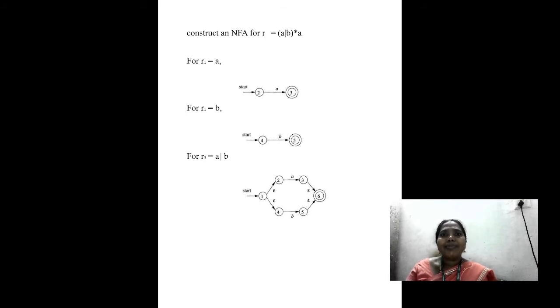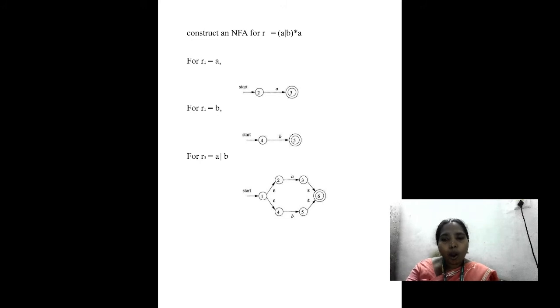So we should begin step by step, one by one. First, let us assume a alone. So I start from one state to another state, and I write a. Actually, you are not supposed to number the states. Numbering of the states should be done at the last. Now, next is for b. So there will be a start state, there will be a final state, and the transition is b.